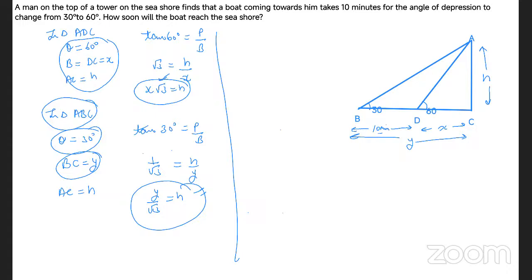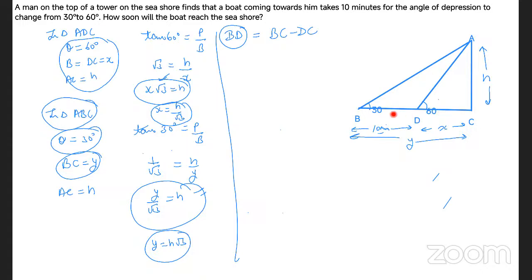Now, first of all, I have to calculate the distance BD. BD is equal to BC minus DC. I'll write X as equal to H upon √3, and Y is equal to H√3. This is the whole distance BC, and because I'm calculating BD, BD is BC minus this DC. If I subtract it, I will get the BD distance.